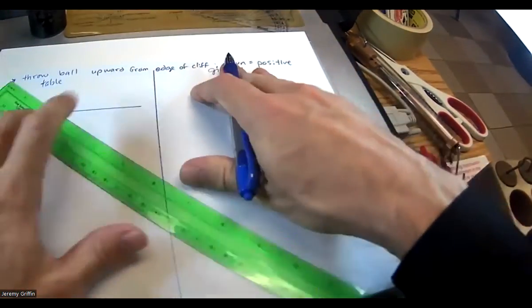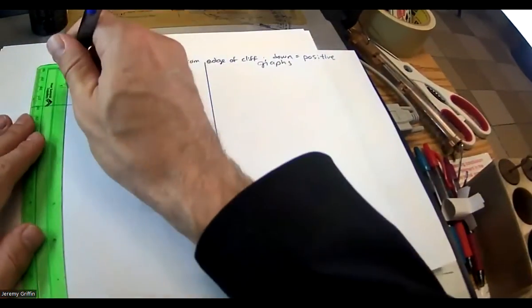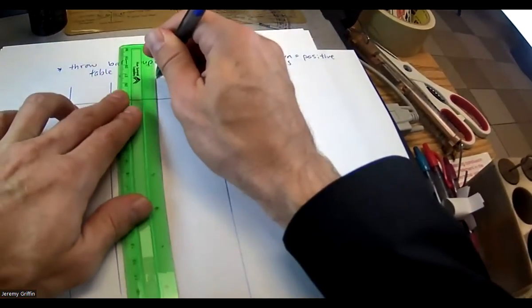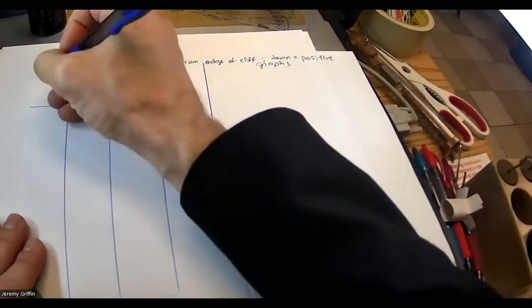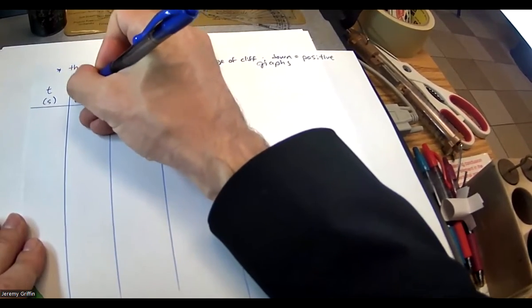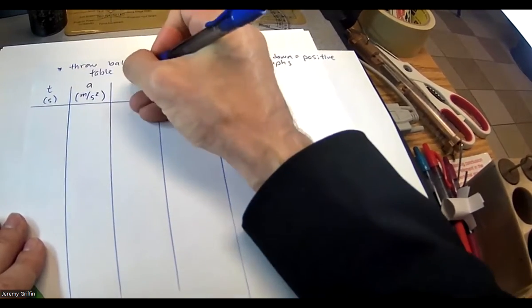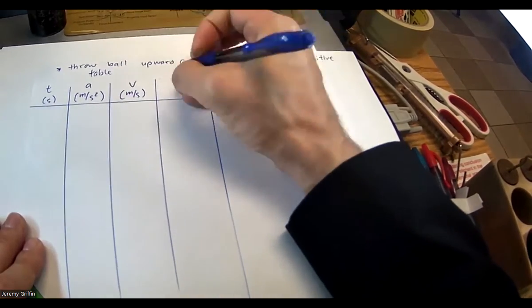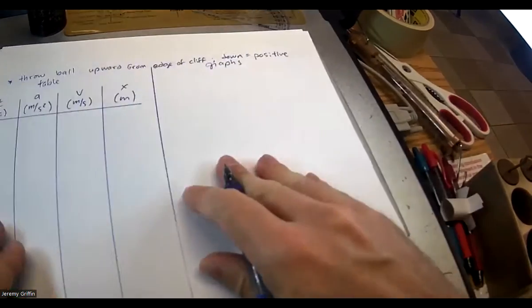You guys remember yesterday, this table had 4 columns, so we're doing 4 columns today. Time, acceleration, velocity, and displacement. So time is going to be ticking in seconds. It's going to be some acceleration, meters per second squared. Some velocity, picked up, in meters per second, and some displacement from the cliff edge in meters.